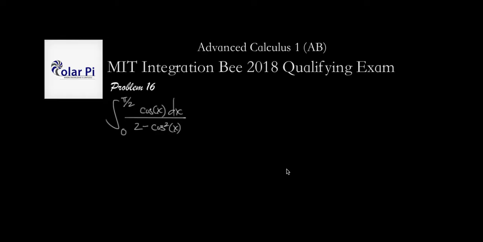Hey guys, welcome. So problem 16 here, and if you've done problem 10 of the same qualifying exam, then you know this is getting a little repetitive. So we have to employ the same strategy that we did in problem 10, which is we want to turn this into stuff about sine so that we can use u substitution. And it's easy enough to do, right?